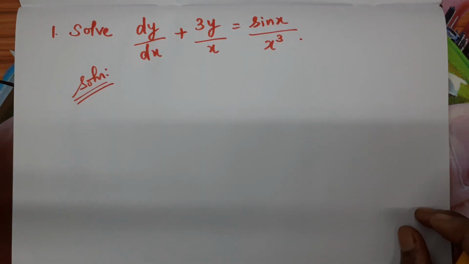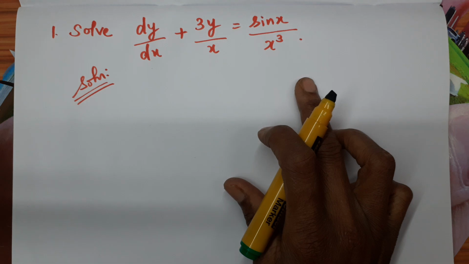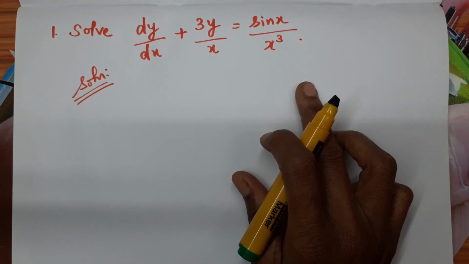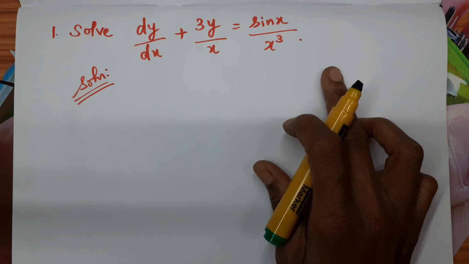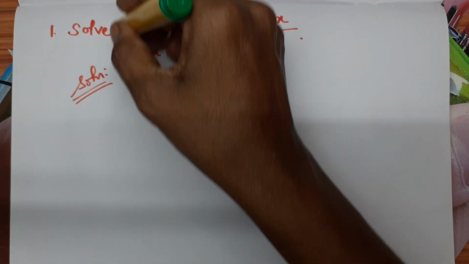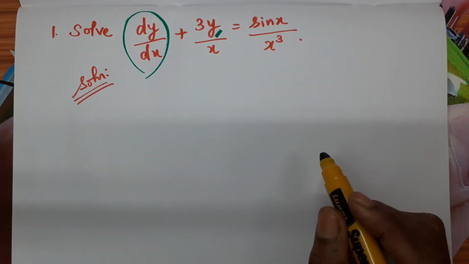Let me explain this using a problem. The given problem is dy by dx plus 3y by x is equal to sin x by x cube. We have to solve this equation and find the solution of this equation. First, you have to check whether this given equation is a linear differential equation. Dy by dx is having power 1 and y is also having power 1. So we confirm this as a linear differential equation in terms of y.